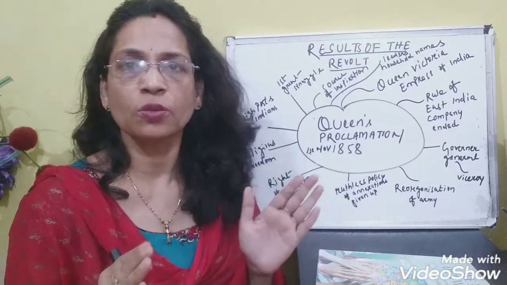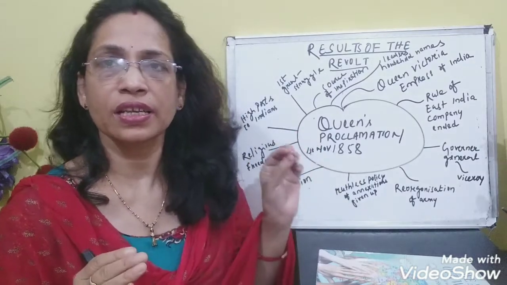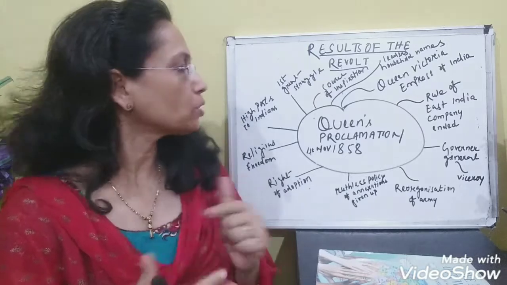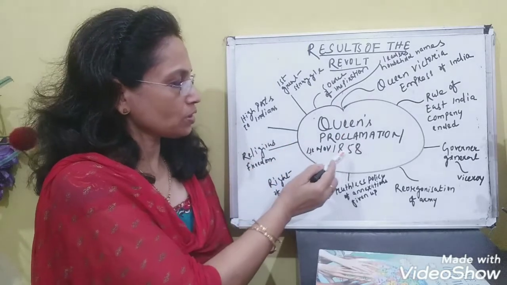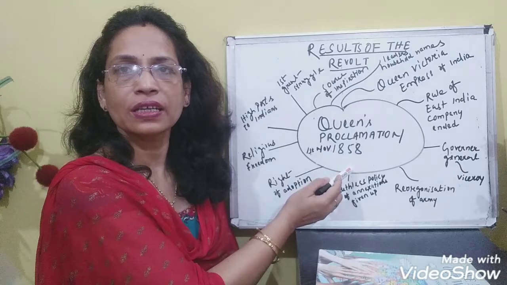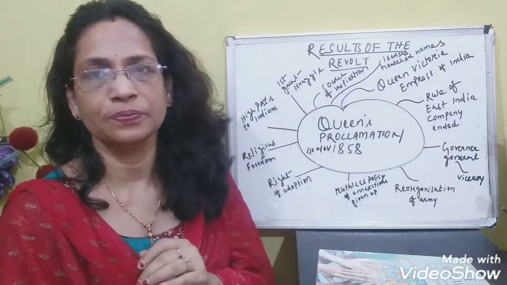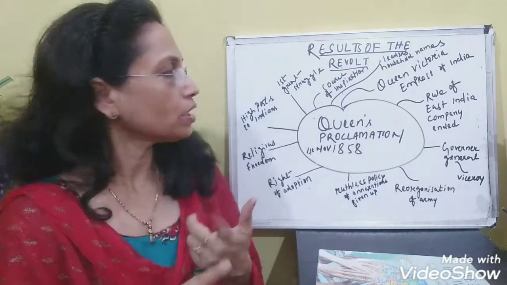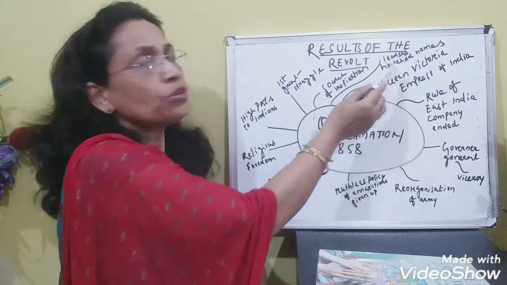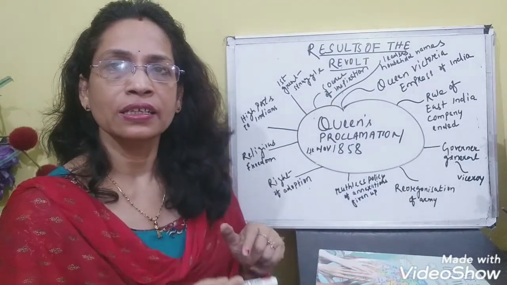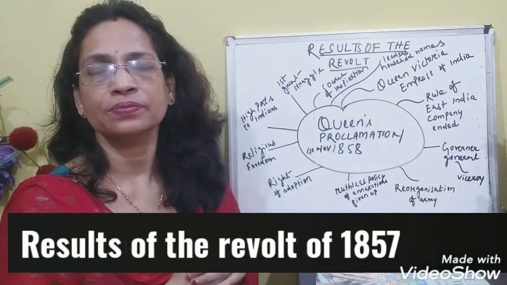The last topic of the chapter is result of the revolt of 1857, and that is better known as Queen's Proclamation of 1858. Now what was Queen's Proclamation? The Queen of Britain was Queen Victoria. Queen Victoria was proclaimed as the Empress of India.